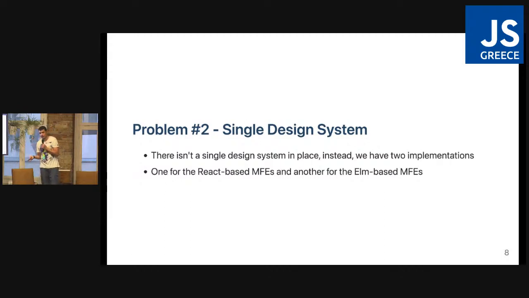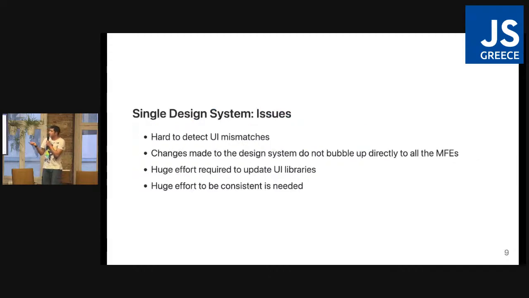The reason for that was that we had both Elm and React micro-frontends. So that meant that we had two design systems in place, which created quite a few issues for us. Those issues were that it was really hard to detect UI mismatches between micro-frontends and also the designers, because they belong to different teams. It was quite hard for them to spot the differences.